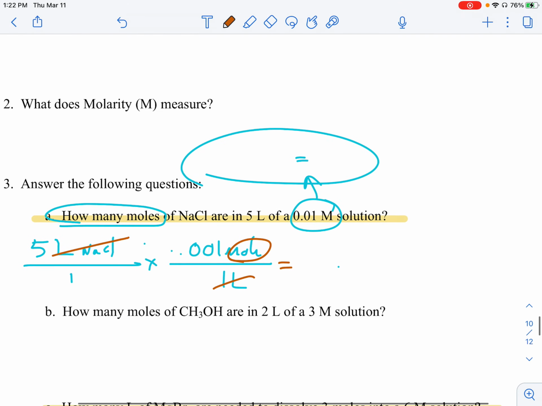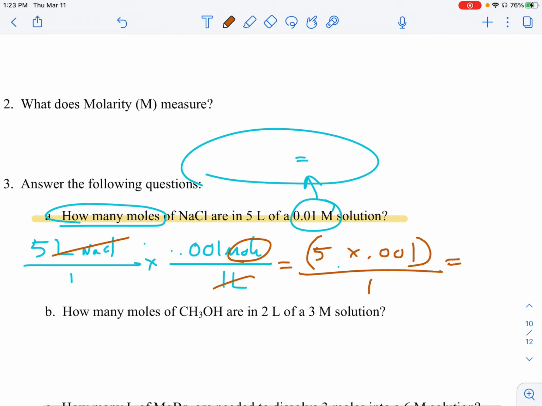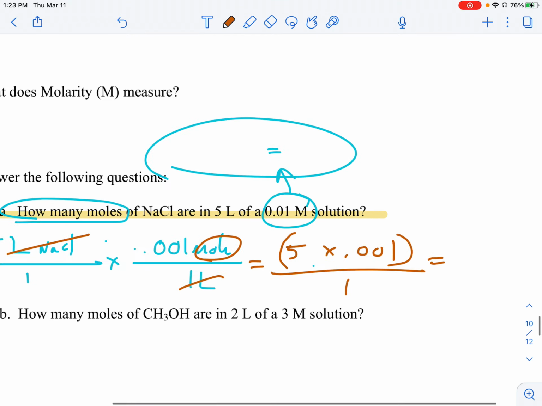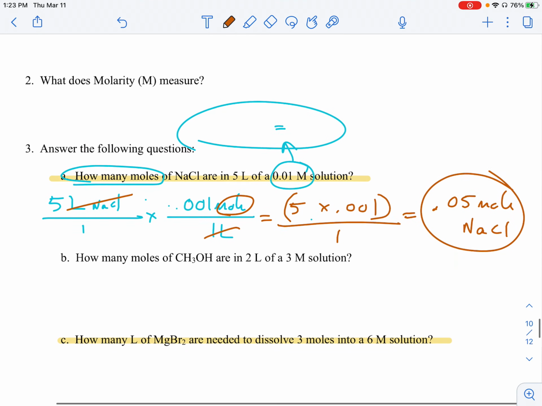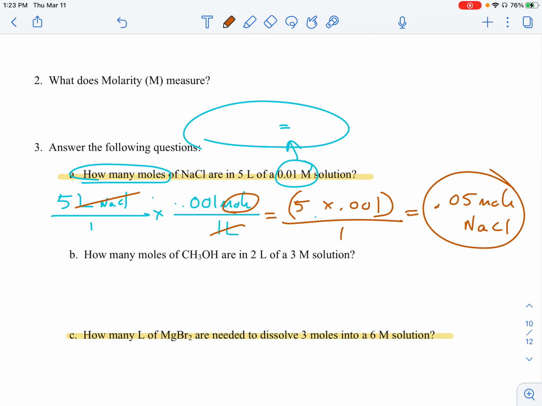So then across the top, mathematically, it would be 5 times 0.001, all of that divided by 1, so obviously not the most difficult math in the world. And I'm going to end up with 0.05 moles of NaCl. Okay. Factor label problem, like everything else we've been doing, the tripping point usually is the start and stop.